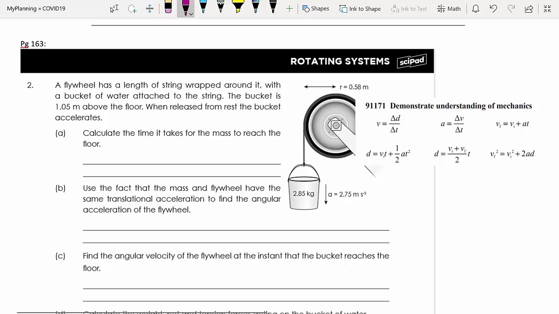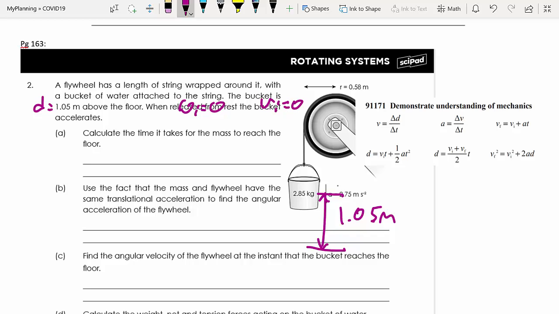Page 163 from SciPAD. A flywheel has a length of string wrapped around it with a bucket of water attached to the string. The bucket is 1.05 meters above the ground. So that's our H or our D, probably a D. When released from rest, so we know that omega I equals 0 and VI equals 0, and it accelerates.